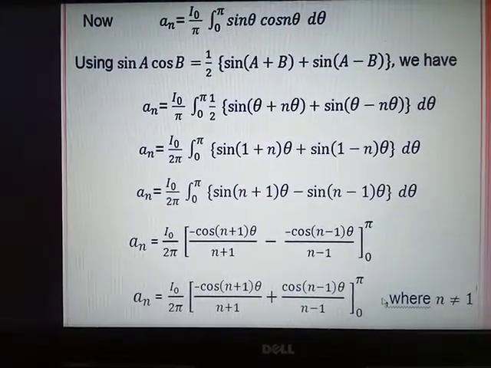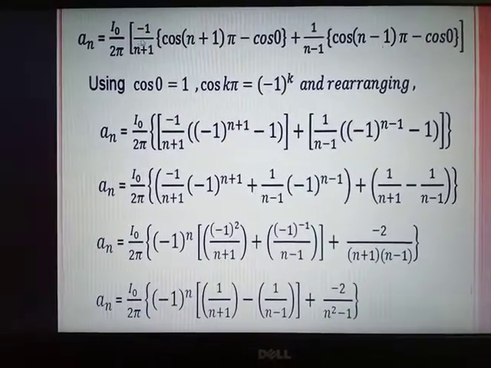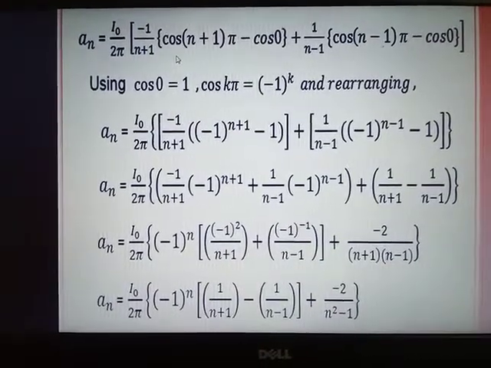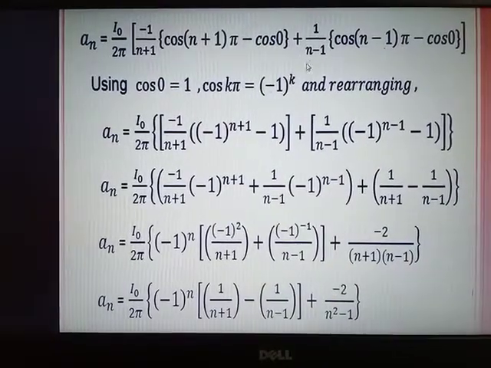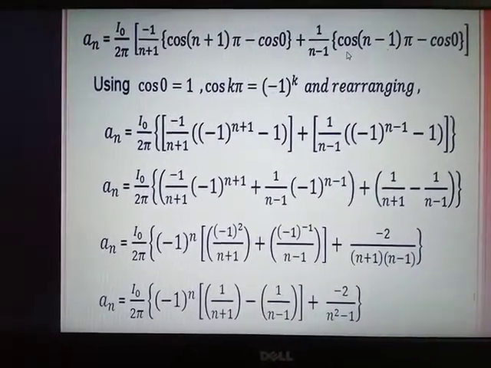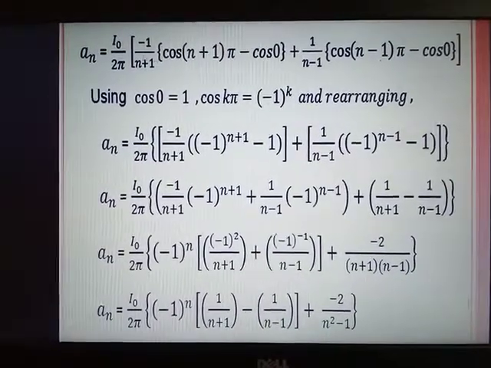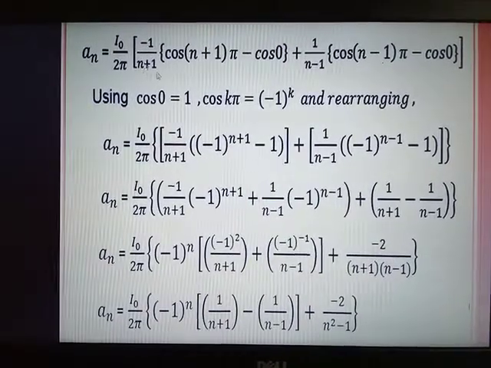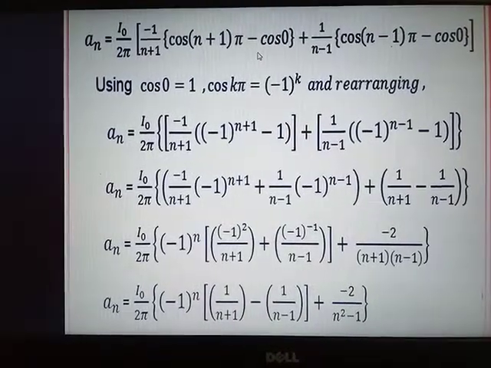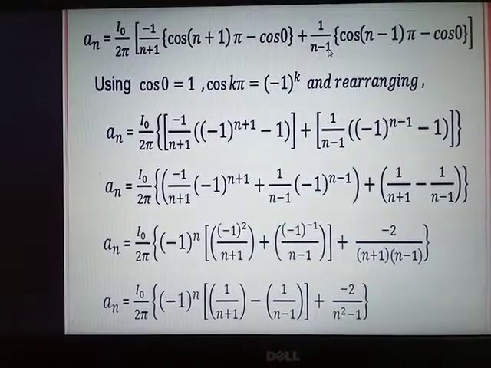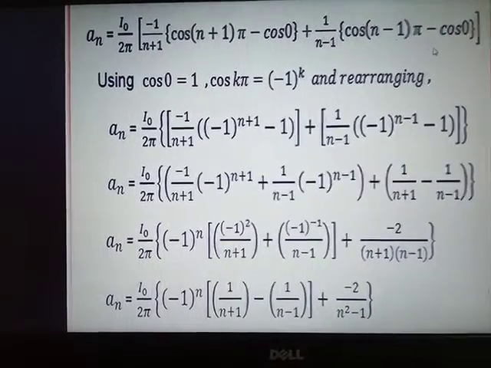Now apply the limits. an is equal to I naught by 2 pi, minus 1 by n plus 1 times cos n plus 1 pi minus cos 0, plus 1 divided by n minus 1 into upper limit cos n minus 1 pi minus cos 0. Means first you take minus 1 divided by n plus 1 as a constant outside, then apply the upper limit and lower limit for the first term, and take 1 divided by n minus 1 outside and apply the upper limit and lower limit for the second term.